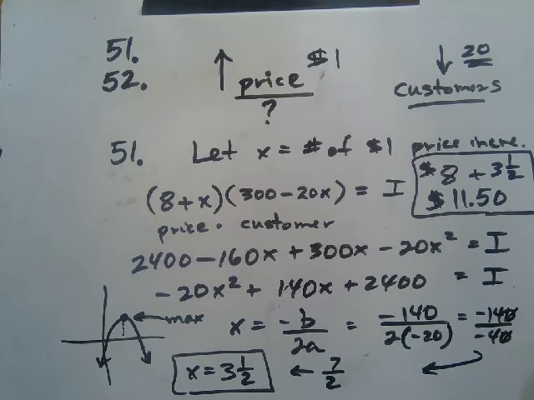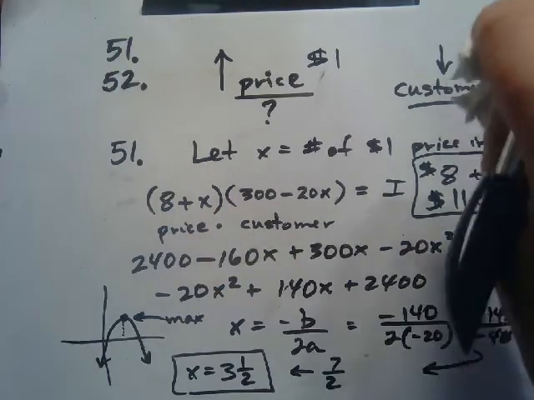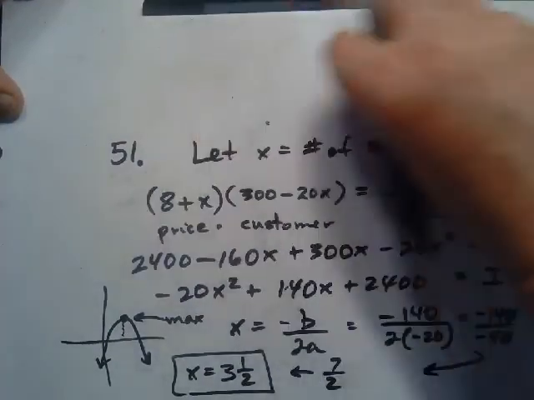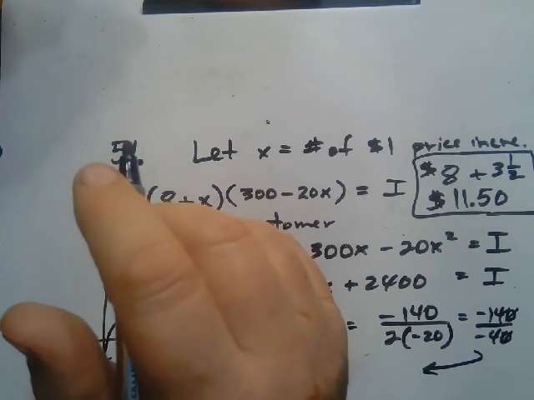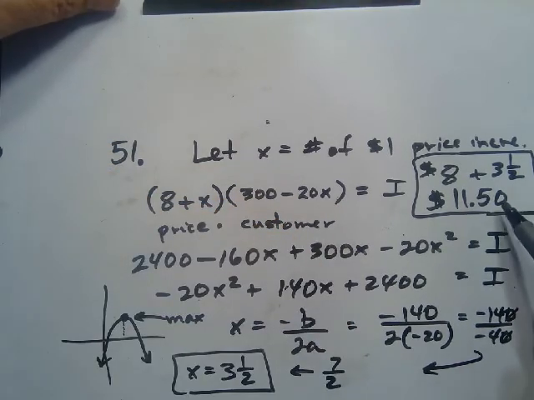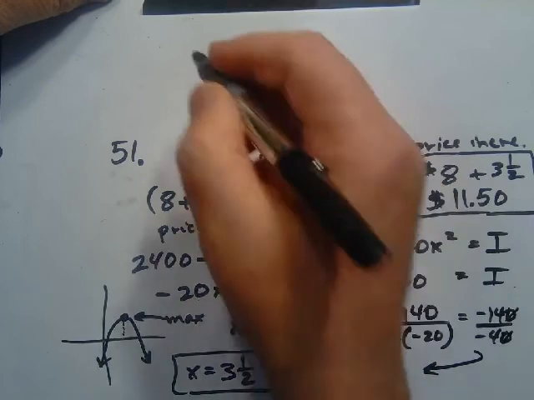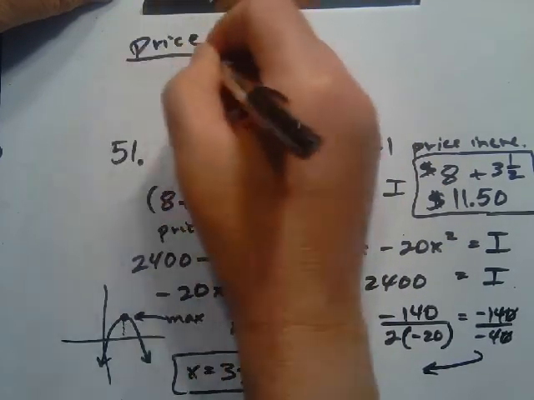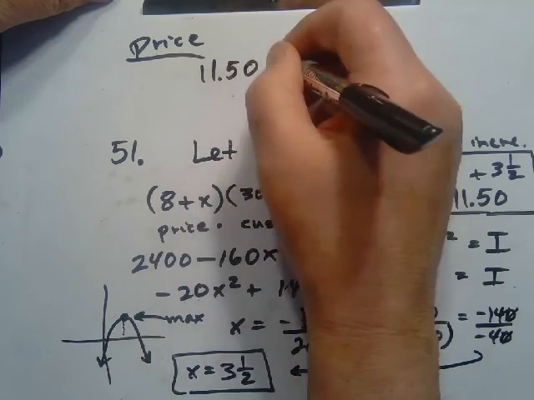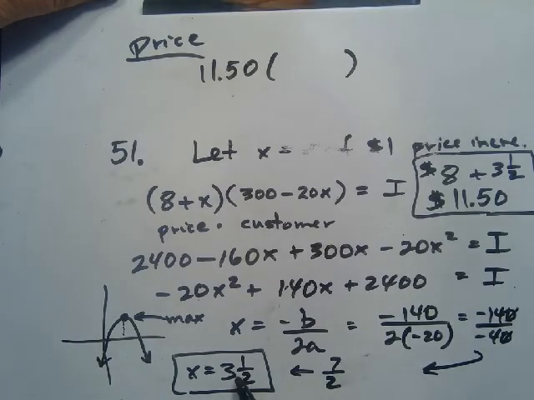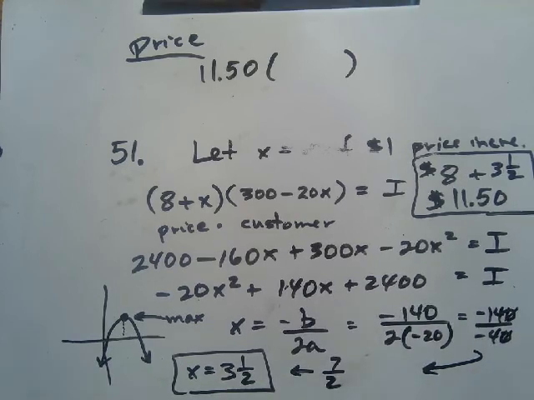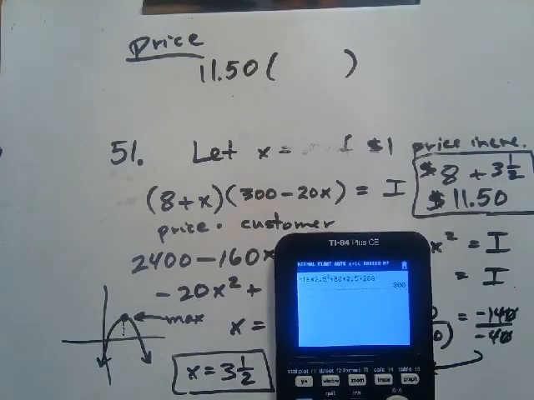All right, now the final answer here, number 52, I'm going to raise this up here so I have some room. Number 52 says, if the company raised their fare to that price, how much daily income should they expect to bring? Well, if the new price is $11.50, how many customers do they get? Well, let's take that 3.5 and stick it back into our equation. And I'm going to do that with the calculator. It'll be just a little bit easier than having to do the arithmetic.